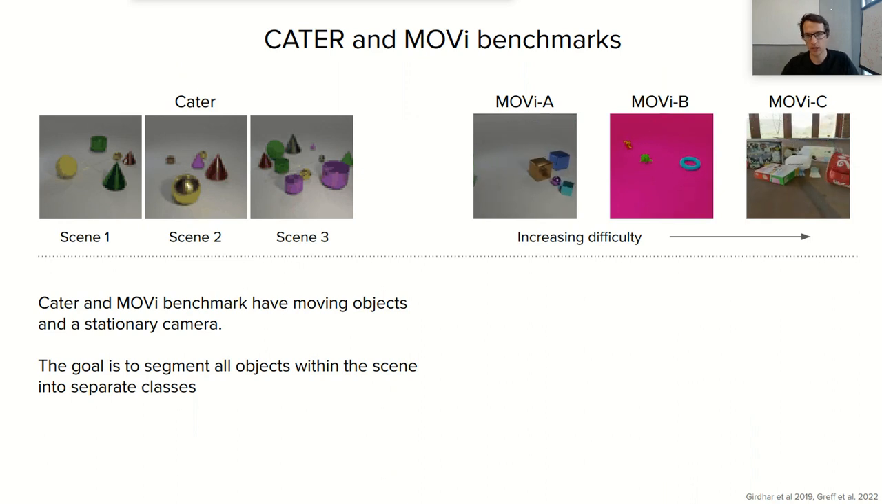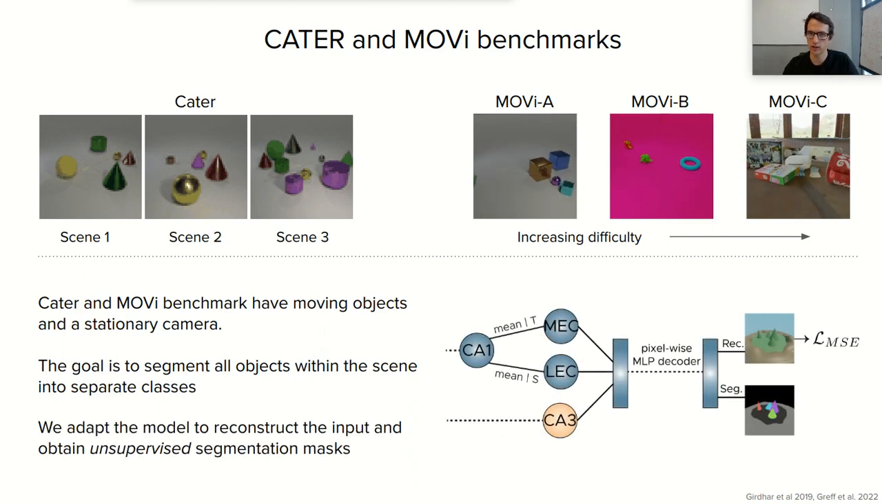We can now use the same model on scene segmentation benchmarks, like the ones shown here. These benchmarks assess the model's ability to segment all objects within a scene into distinct classes. For this, we adapt our model with a feedback loop, which takes information from CA1, splits it into temporal and spatial pathways, is then concatenated with CA3 and is fed through a pixel-wise decoder to reconstruct the image and provide unsupervised segmentation masks.